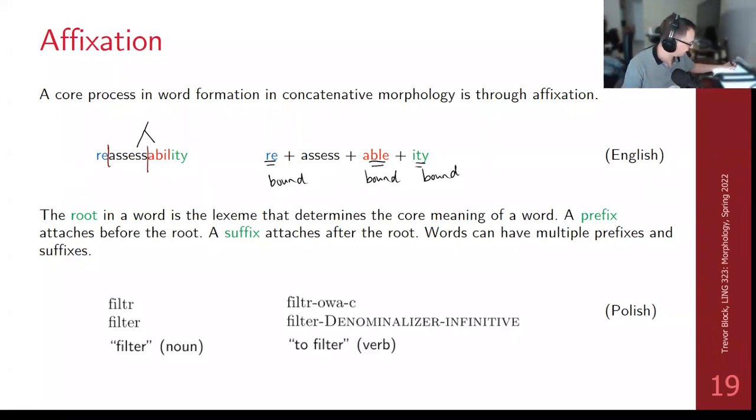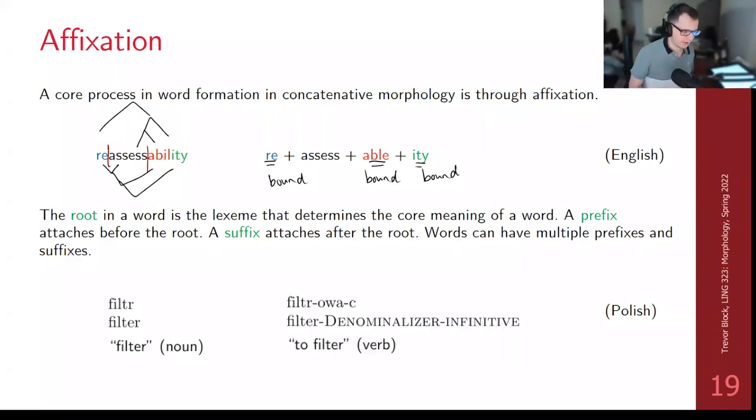Accessible. And we could add "ity" after that to make accessibility. And then we could add "re" to make reaccessibility. Or perhaps there's a different structure where we have assess and then we make reassess. Or then we have reassess and then we make reaccessible and then reaccessibility. So there might be different ways that we can combine these morphemes to make words. But the fact is that we can start with a base word like assess. We can start with that lexeme. And then we can derive new lexemes. So accessible, accessibility, reassessability, reassess, reaccessible, and so on.